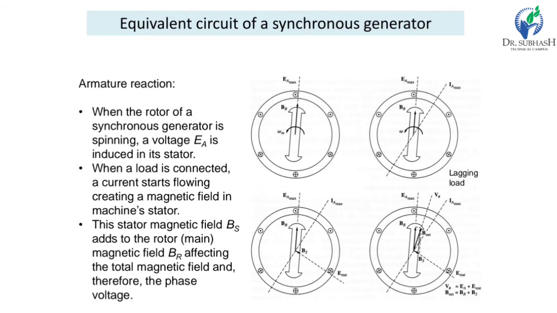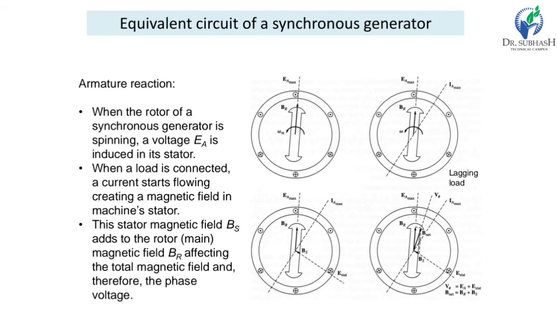In this figure, the development of the model of the armature reaction. Figure A: the rotating magnetic field produces the internal generated voltage EA. The second is the resulting voltage produced by the lagging current flow when connected to a lagging load. The stator current produces its own magnetic field, Bs, which produces its own voltage, E start, in the stator winding of the machine.